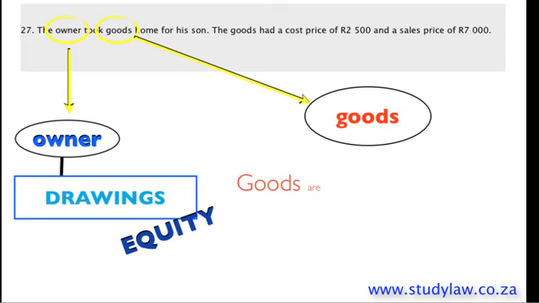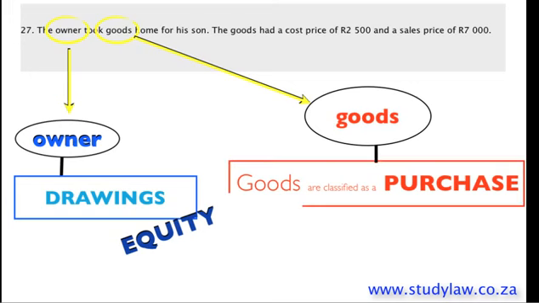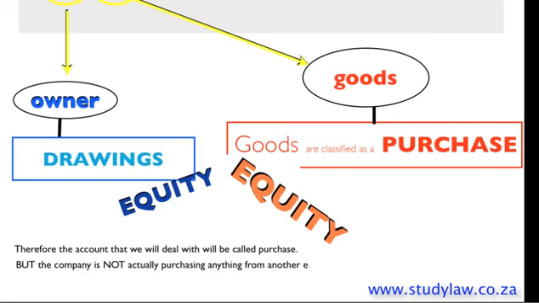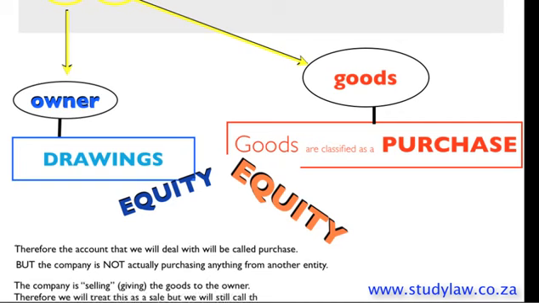Generally, when you see the word goods, you immediately think purchase. Goods are classified as a purchase. Purchase affects my equity. Therefore, the account that we will deal with will be called purchase. But the company is not actually purchasing anything from another entity. The company is selling, or rather giving, the goods to the owner, and therefore we will treat this as if it were a sale, but we will still call the account a purchase.